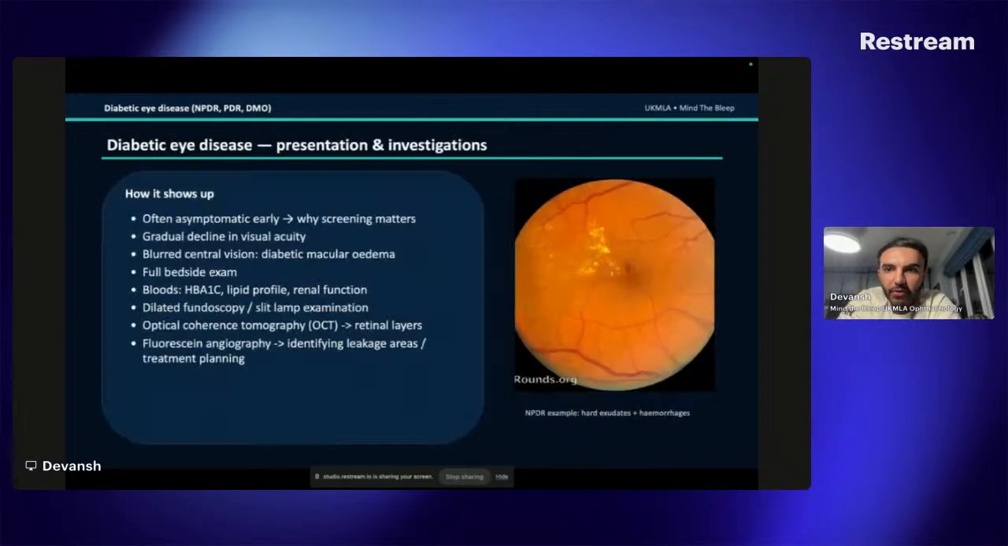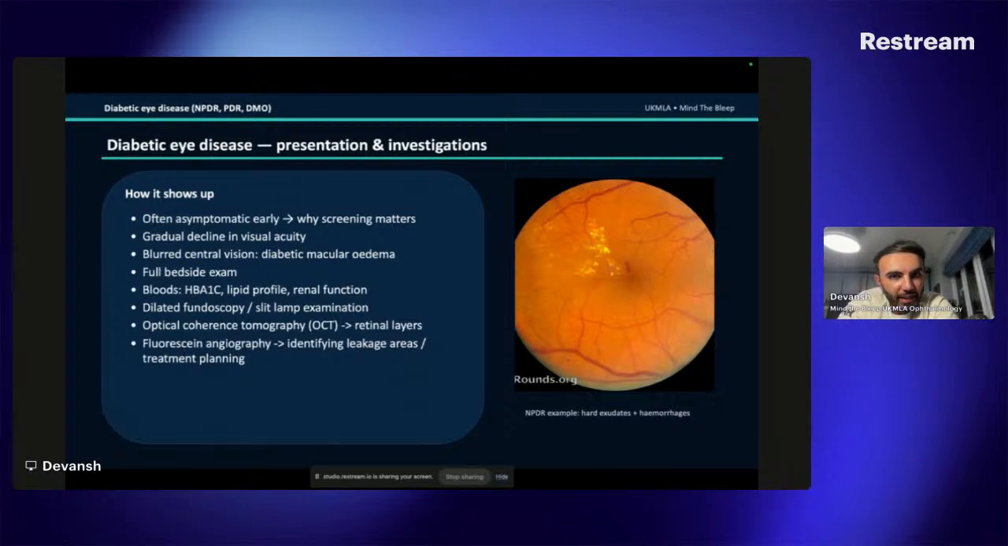Presentation and investigation. So for diabetes and diabetic retinopathy, screening is incredibly important because often patients are asymptomatic and the disease silently progresses in the background without causing any symptoms before it reaches a point where it's very severe and advanced, and then the patient's chances of recovery of vision are quite slim. So a gradual decline in visual acuity is what you'd expect. Alongside this, if a patient has macular edema, then we'd expect their central vision to be affected the most.